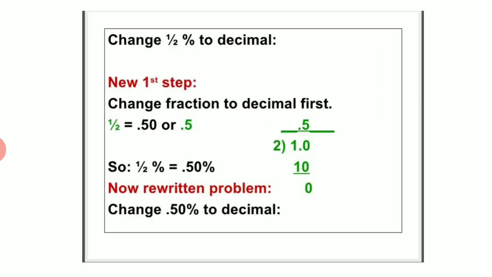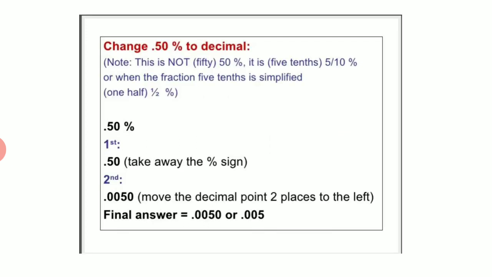When we want to change a fraction, suppose it is half percent, to decimal, then change the fraction to decimal first. We know half is nothing but 0.50, and we write it as 0.5. So half percent is 0.50%. It can only be written as 0.5, since, as I already said, a 0 after the decimal point has no value.